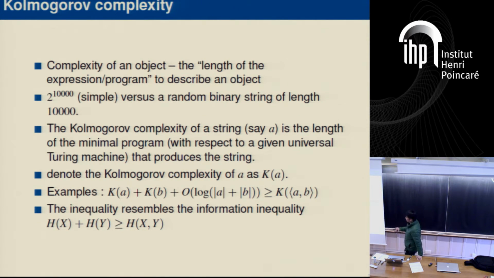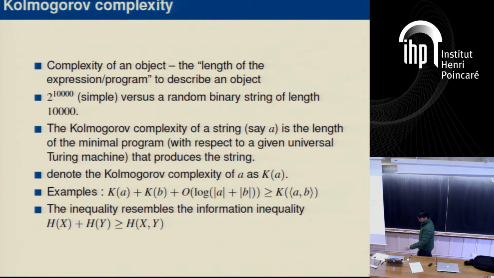It turns out that Kolmogorov complexity works very similarly to entropies. For example, they have an inequality similar to the mutual information one: the Kolmogorov complexity of A plus the Kolmogorov complexity of B plus some adjustment term will always be bigger than the Kolmogorov complexity of printing A and B together. This is very similar to the information inequality we saw before, H(X) plus H(Y) greater than H(X,Y), that is, the mutual information between X and Y is non-negative.